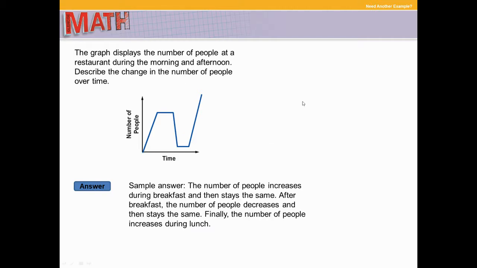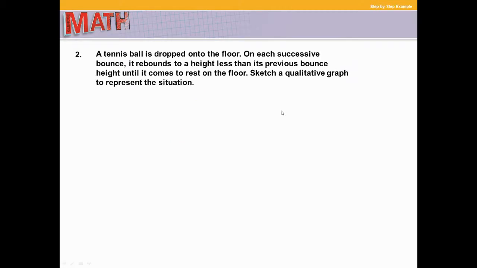Here's the answer they gave. The number of people increases during breakfast and stays the same after breakfast. The number of people decreases and stays the same. Then the number of people increases during lunch. Pretty much the same story. I see it as continuous. They see it as different meals. But same idea. Now we're going to sketch some.